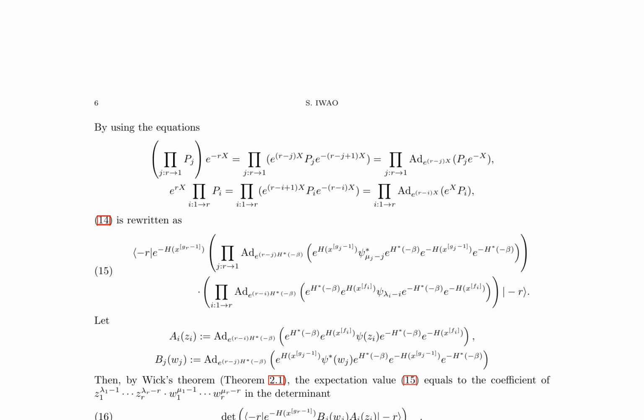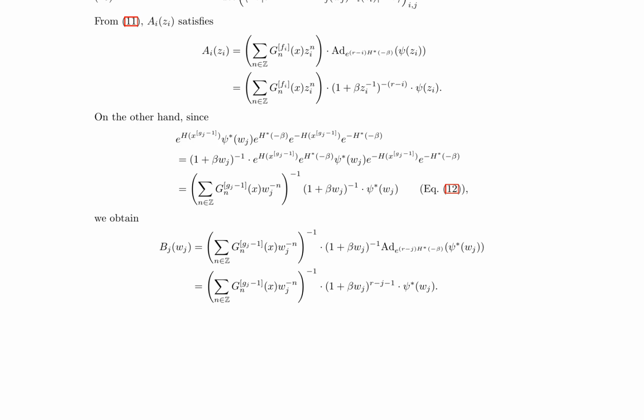These formulas reveal that the A and B operators can be expressed as sums over flagged Grothendieck polynomials, with coefficients involving powers of the variables z and wj. Furthermore, the paper demonstrates how these operators satisfy certain recursion relations, as indicated in equations 11 and 12, which further elucidate their structure and behavior. The paper concludes by utilizing Wick's theorem, Theorem 2.1, to evaluate the determinant in equation 16.